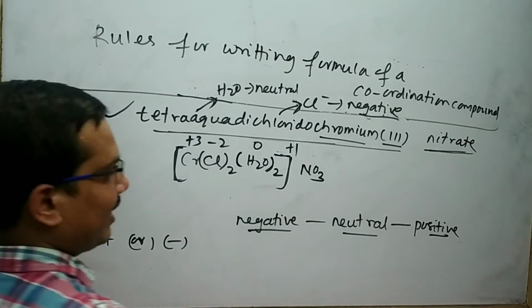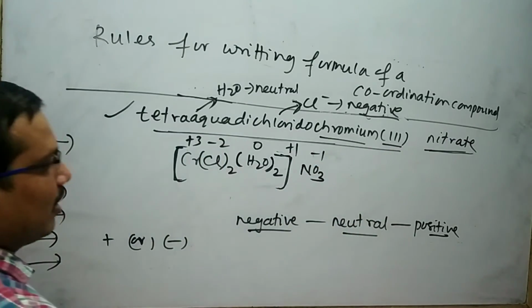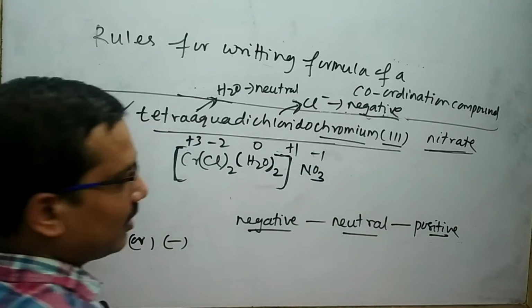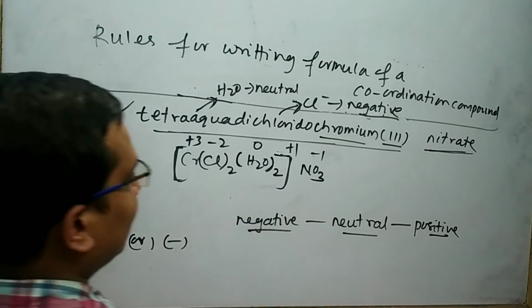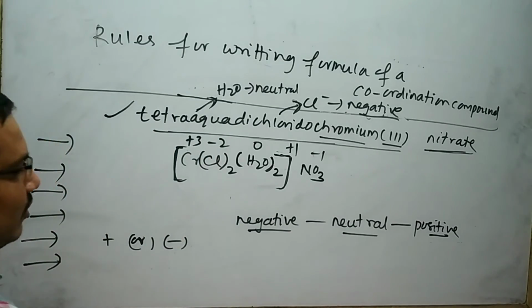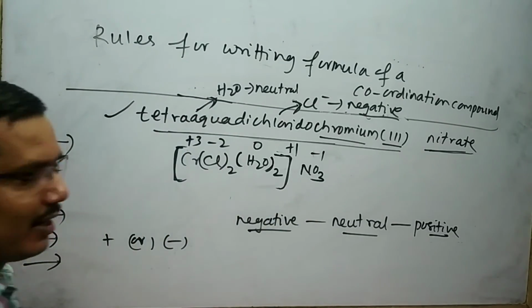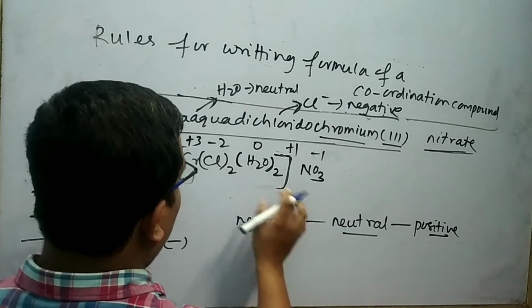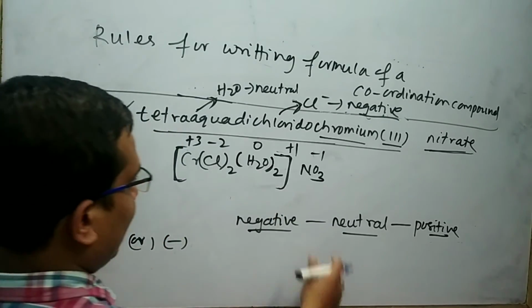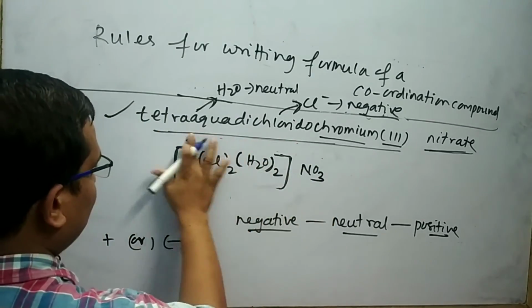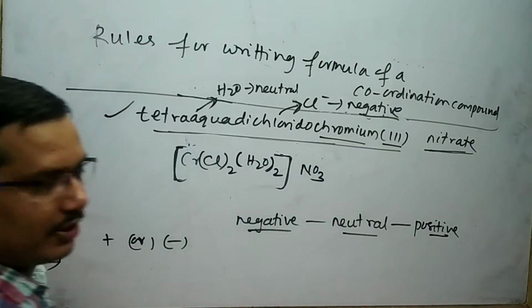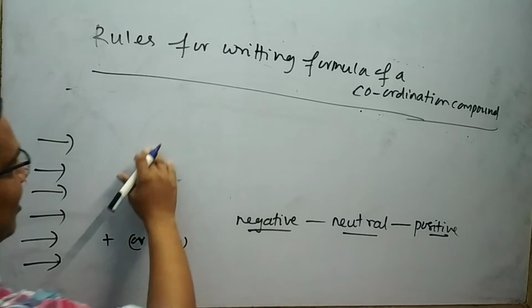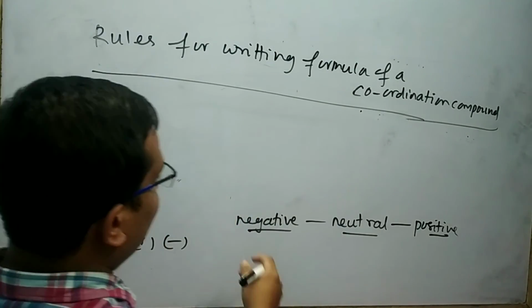We know that nitrate having charge minus 1. Now look at that, plus 1 and here minus 1 is present. That means they are equal. So there is no necessity to write any numbers for the cationic and anionic part. So the formula is [CrCl2(H2O)2]NO3. Next I will take another example for writing formula of a coordination compound.